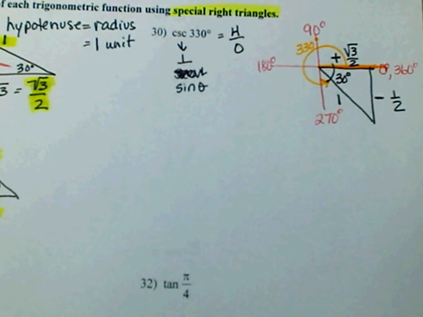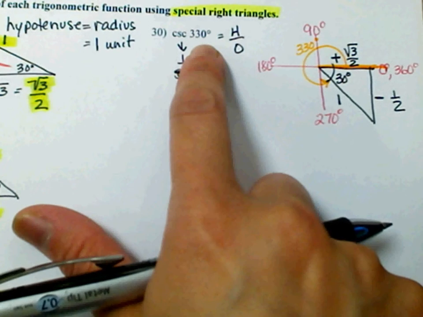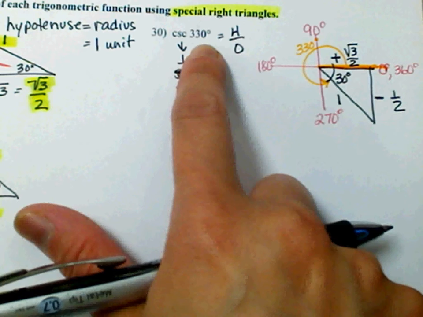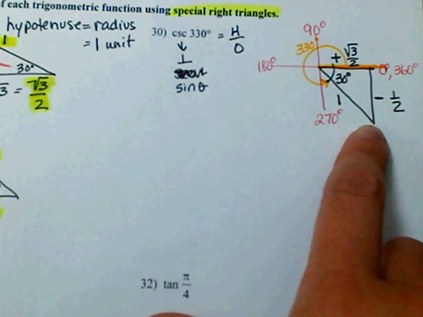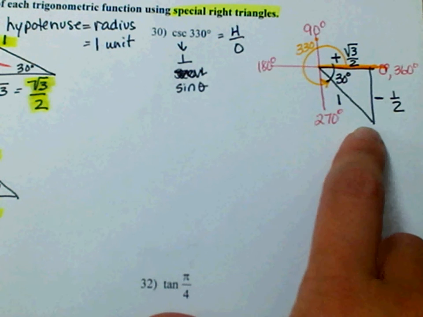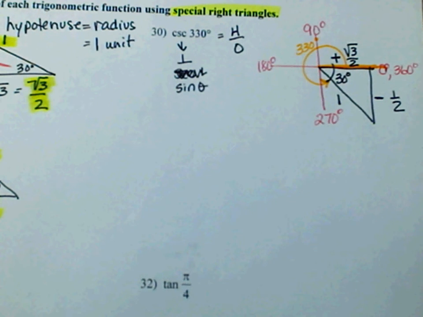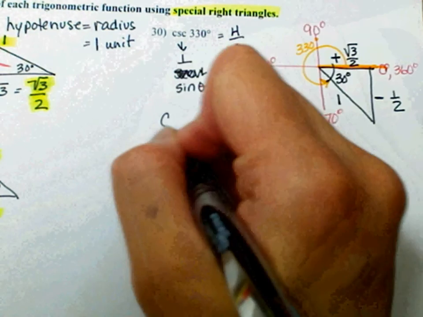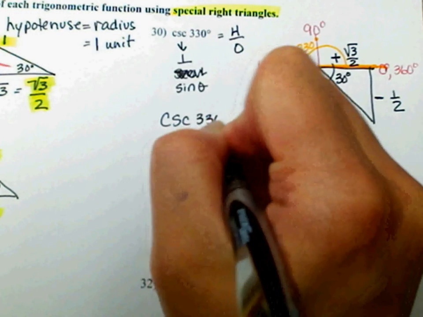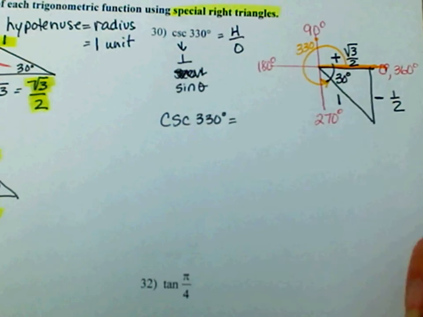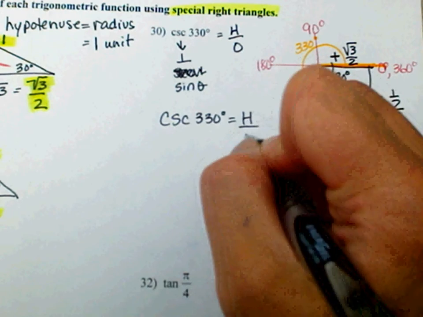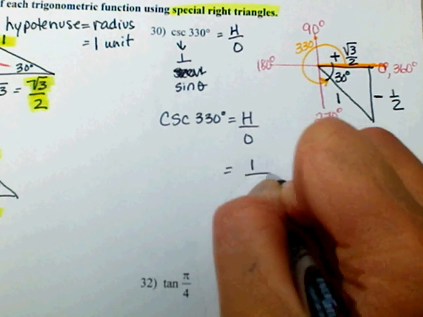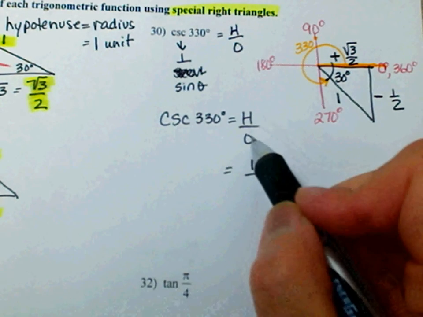Second step, make a sketch of your triangle with the correct degree. Same right quadrant. Done. Third step, write your ratios. All right. So now you have cosecant of 330 degrees, okay, is hypotenuse over opposite. Hypotenuse is 1. The opposite is negative 1/2, okay?